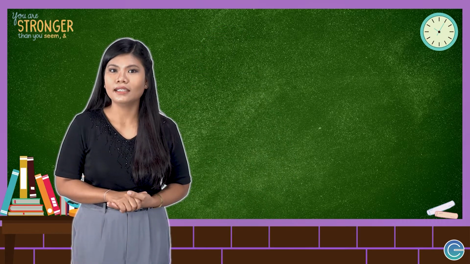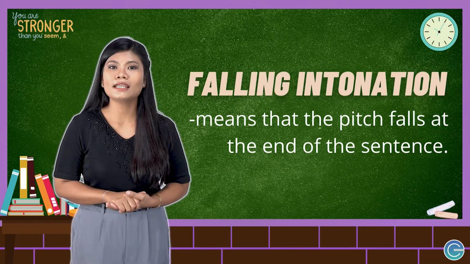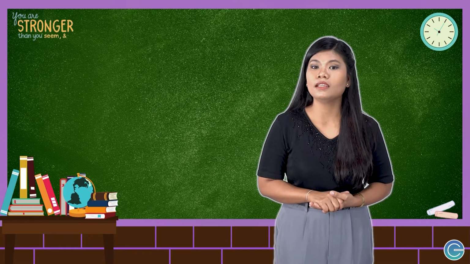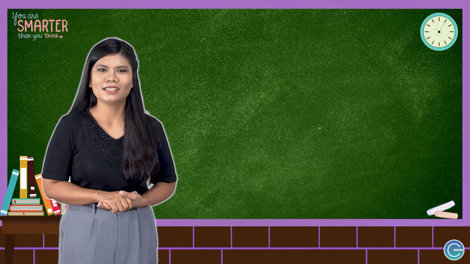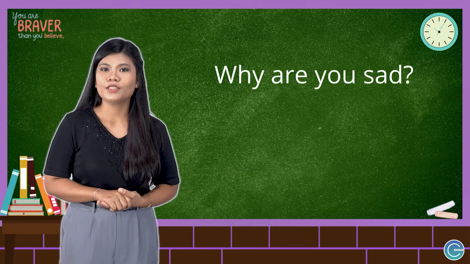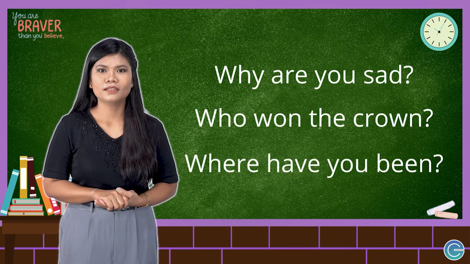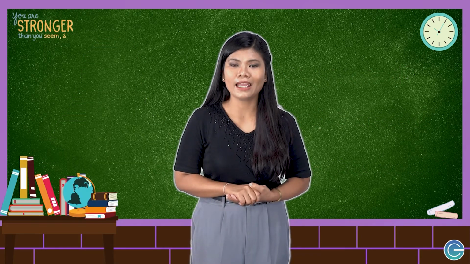On the other hand, falling intonation means that the pitch falls at the end of the sentence. Falling intonation is common in WH questions. Here are the following sentences. Why are you sad? Who won the crown? Where have you been? Questions that go down in pitch at the end are all other types of questions.